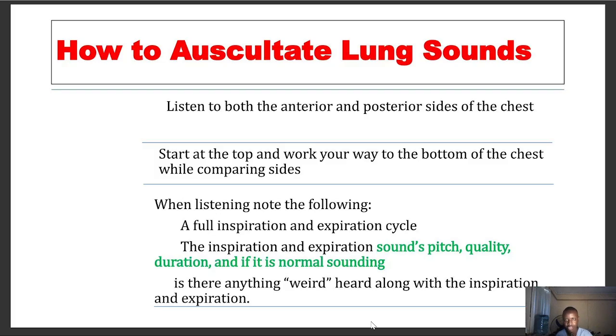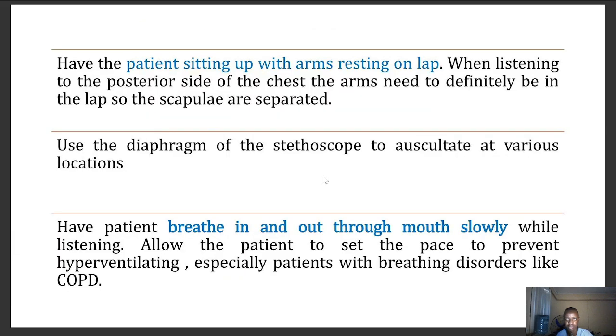We are back. I hope you are well. We were looking at how to auscultate, and we are at par with that. You need to have the patient sitting up with the arms resting on the lap while you are listening to the posterior sides of the chest. That's mainly how we do it.